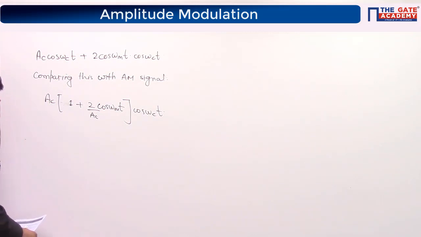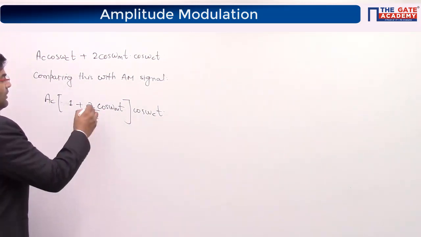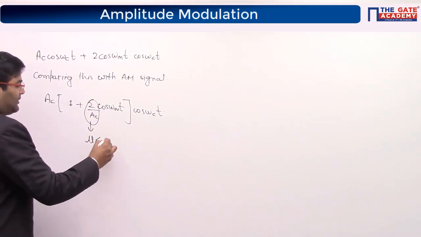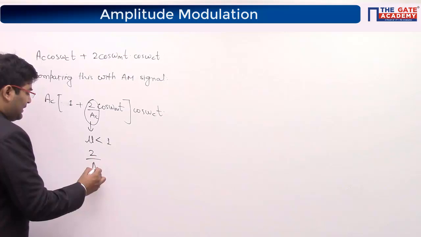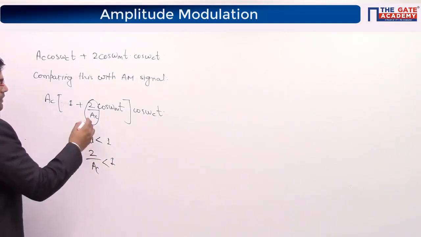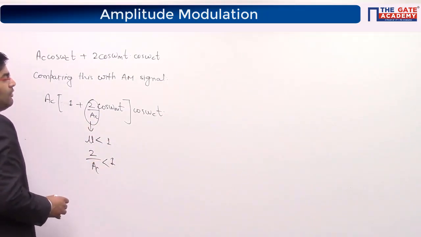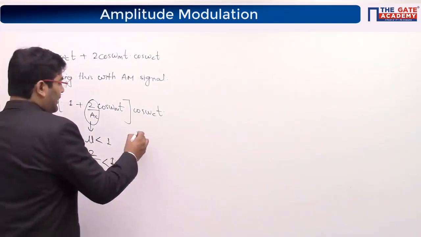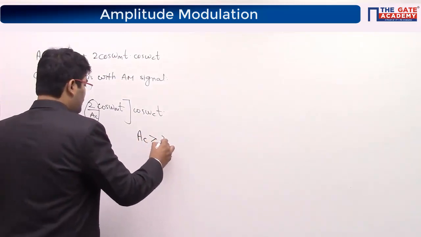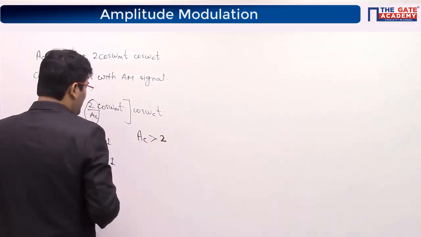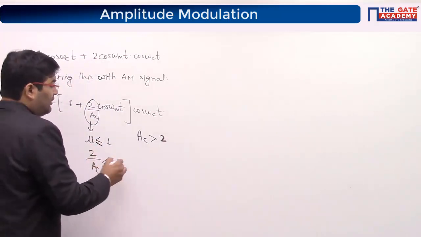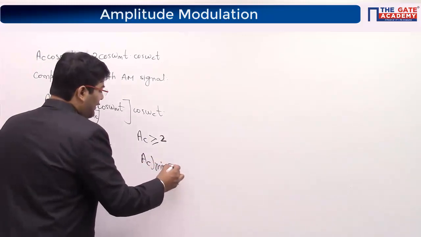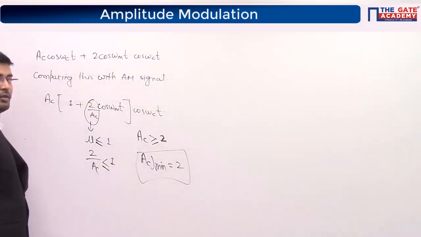If you really want to use envelope detection, then this is like your mu, the modulation index. Mu should be less than 1. Means 2 by Ac should be less than 1. Then I can also write Ac should be greater than 2. If you want to find the minimum value, you have to put equality. So you will write Ac greater than or equal to 2. So Ac minimum should be equal to 2. It's a good question, guys.